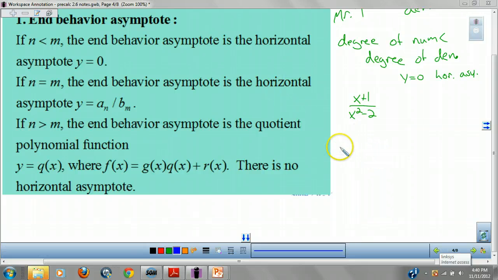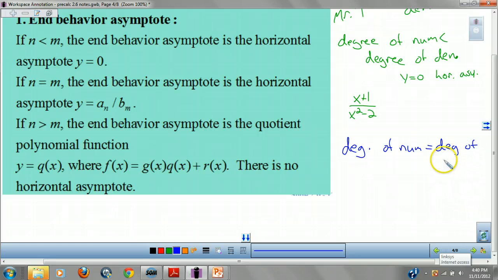What the next one says, if the degree of your numerator equals degree of denominator, well then y equals the division of your leading coefficients. So you take your leading coefficients and divide over each other. So in this one they said a of n over b of m. I'll put an example, it's the best way to see it.